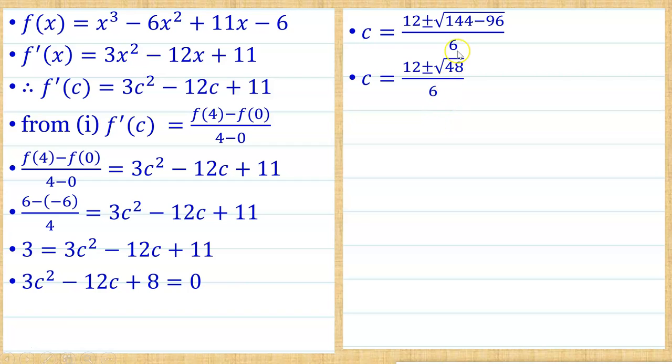Again the simplification: 144 minus 96 is 48, so it's the root of 48. 12 upon 6 gives 2 plus or minus the root of 48. 48 can be simplified: 16 into 3, and the square root of 16 is 4. Here you will get 4 root 3 upon 6, and if we simplify again, you will get 2 by 3 into root 3. And this is the value of c. That is, c is equal to 2 plus or minus 2 by root 3.